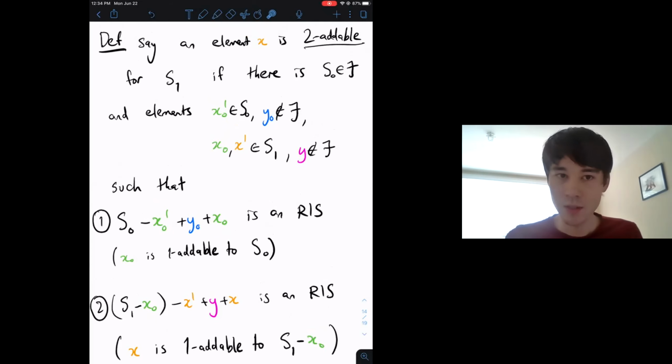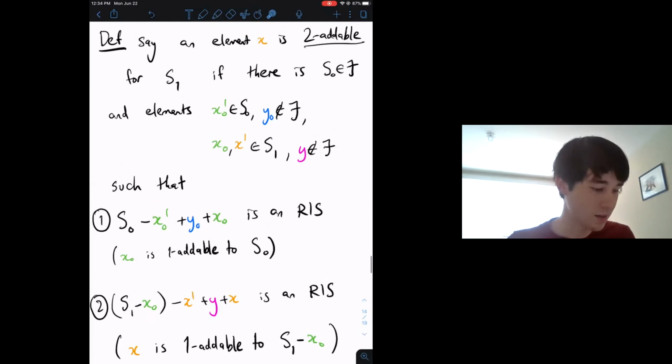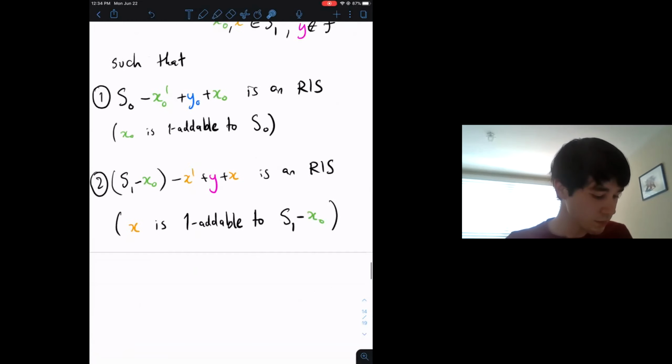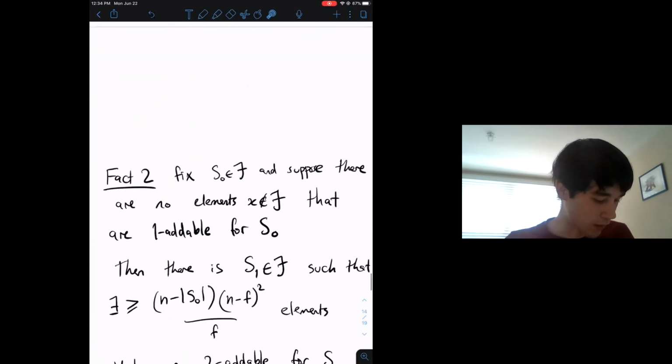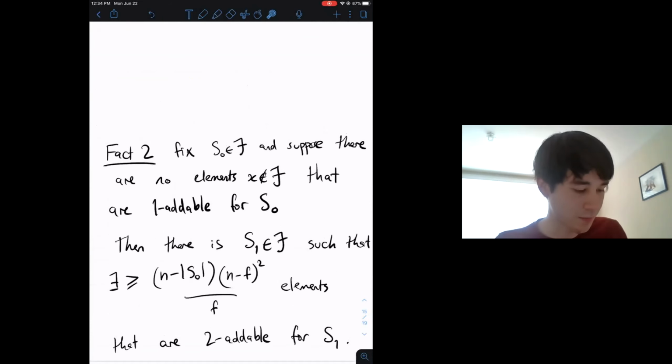but that's what it means for an element to be 2-addable. And now I'm going to do exactly the same thing as before. I'm going to prove a lower bound in the number of 2-addable elements, and hopefully that will be good for me. So here is a lower bound. Unfortunately, it looks a little bit more complicated. It's got a case in it now.